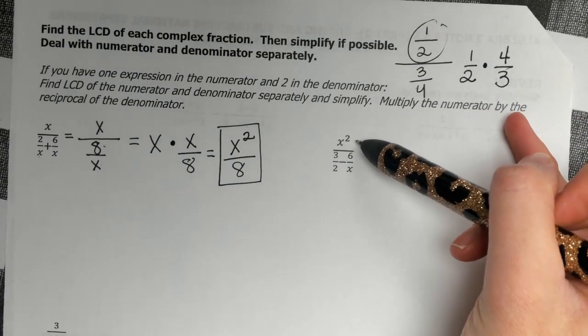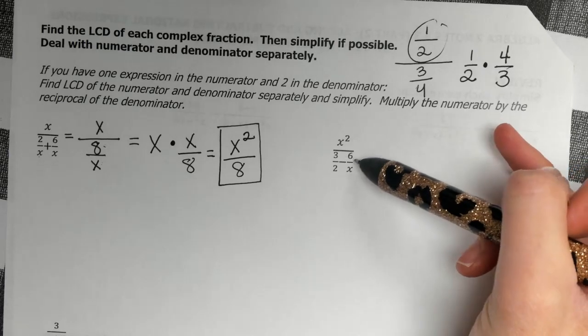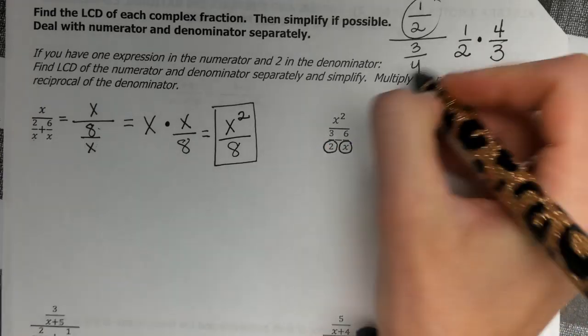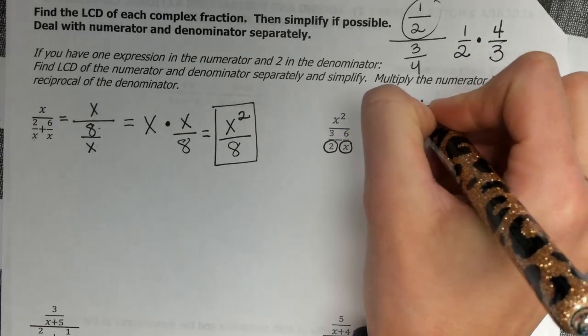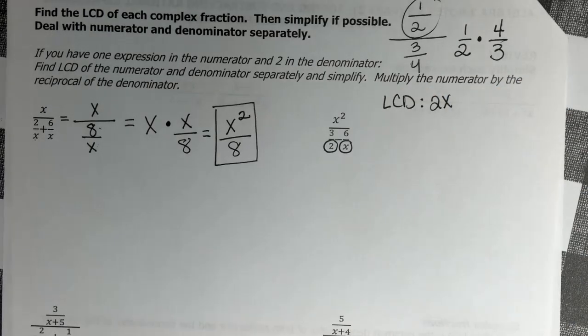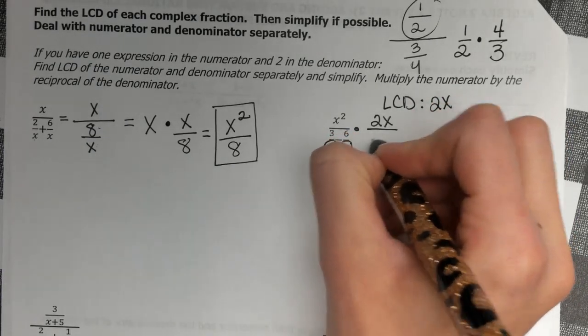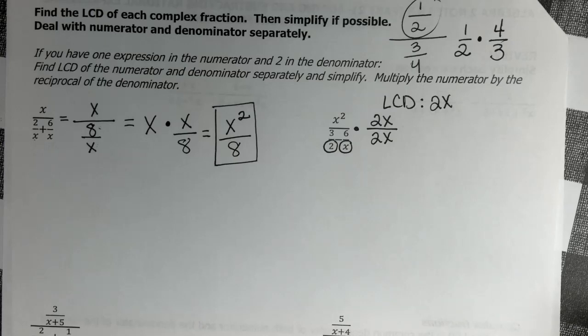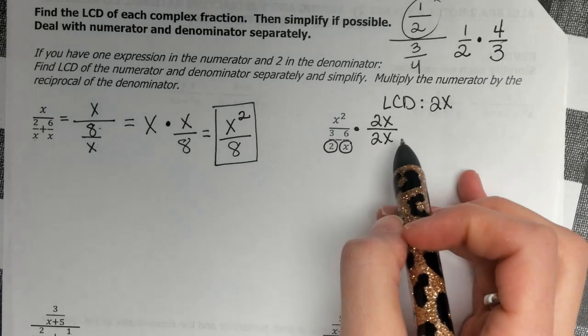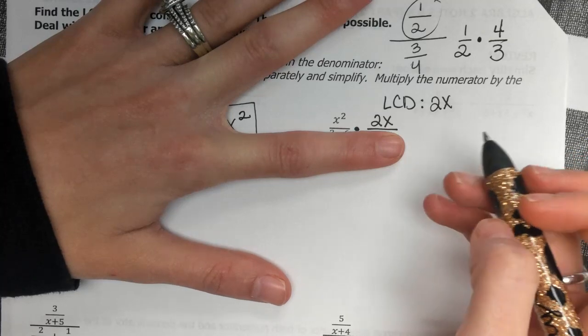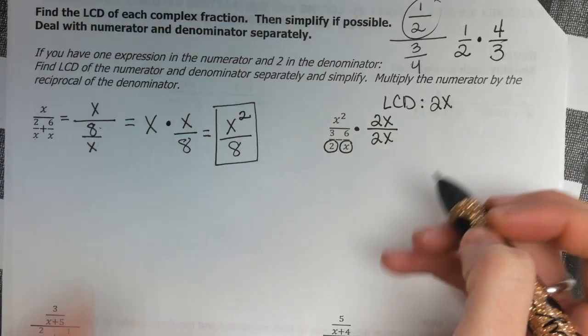So, this next example, I have x squared over 3/2 minus 6 over x. So I'm going to look at my denominators, 2 and x. That means my LCD is going to be what? 2x. So what I do is I multiply this entire thing by 2x over 2x. For my numerator, I'm going to cover this up. x squared times 2x, what is that going to give me? 2x cubed.